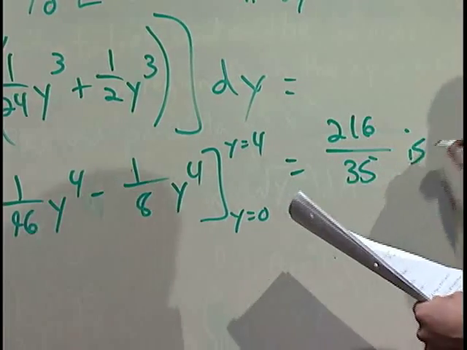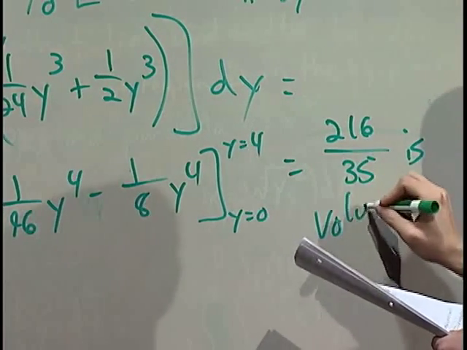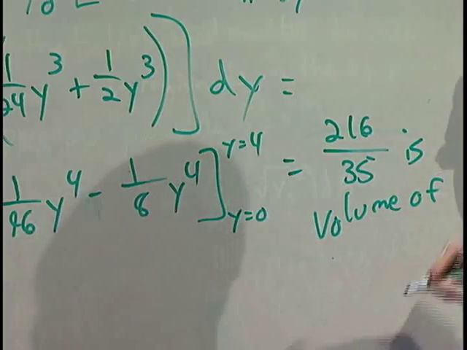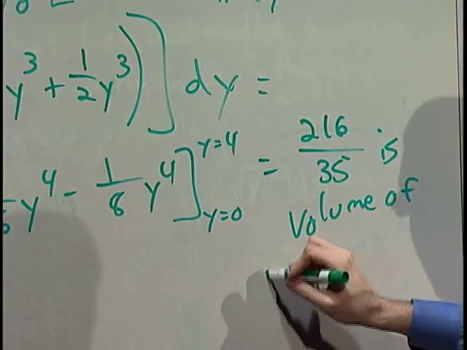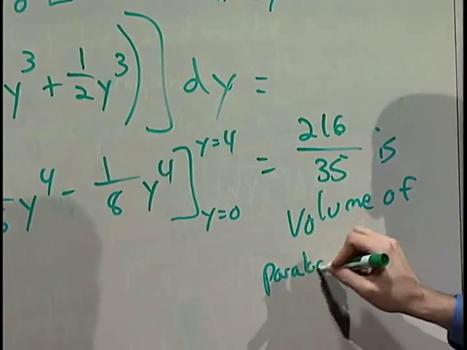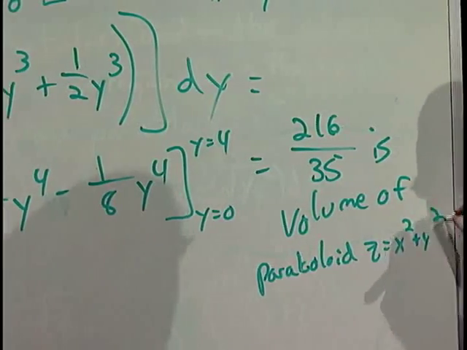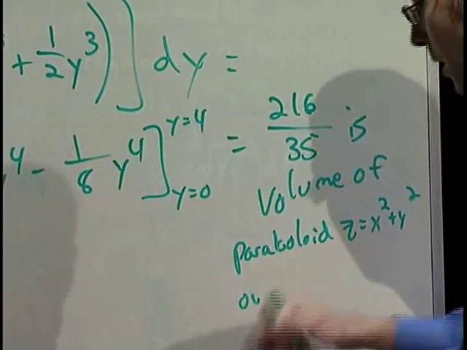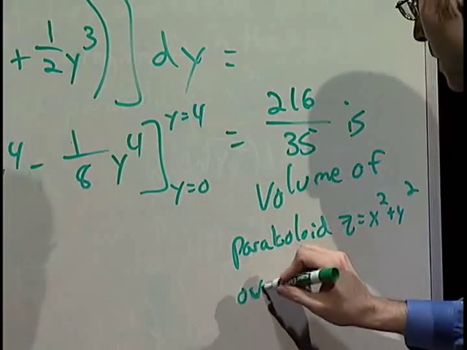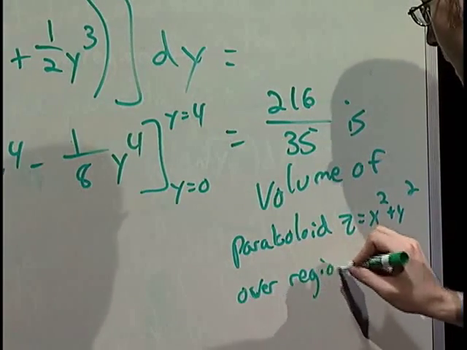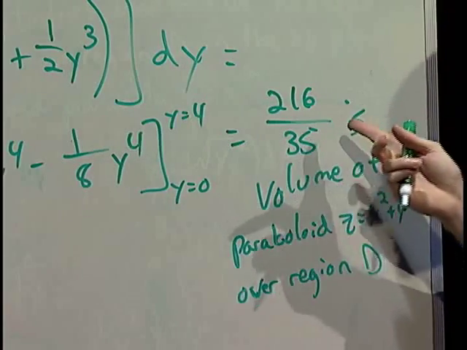216/35 is the volume of the paraboloid z equals x squared plus y squared over the region D. Okay, so there's your answer out of all that.